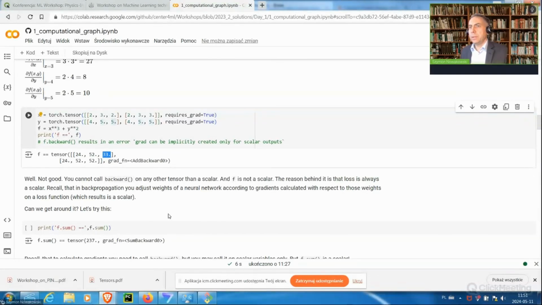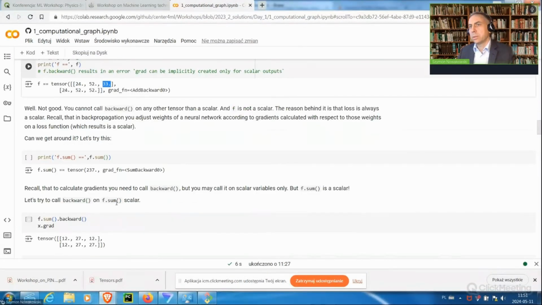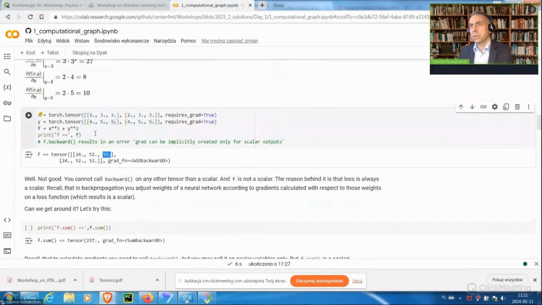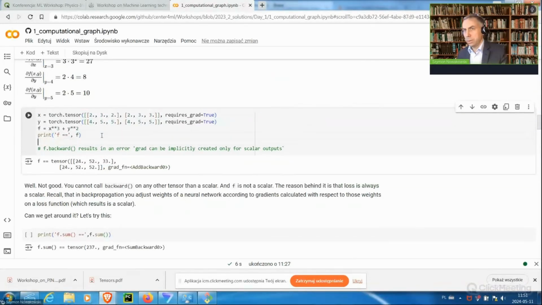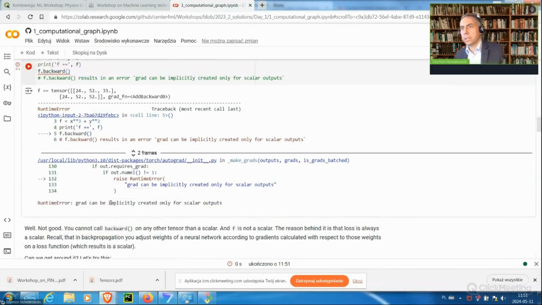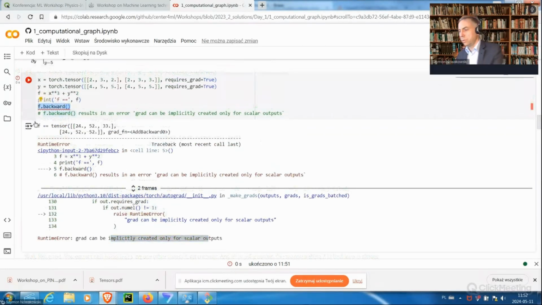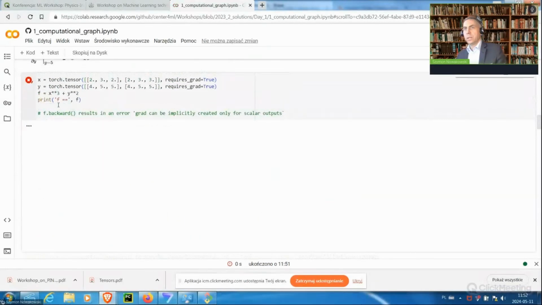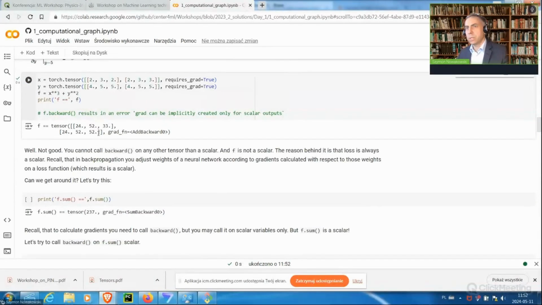But the problem is that when you call backward, you get an error. Actually, here you would, no, you are not getting an error because I need to put it here, f backward. It disappeared. You would get an error. Grad can be explicitly created only for scalar output, so I need to remove it, and then we just print f, which are those values that we discussed.